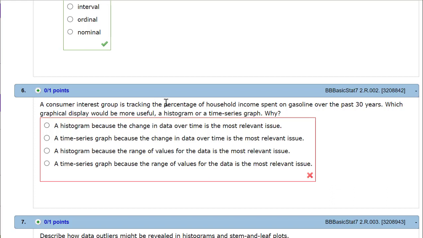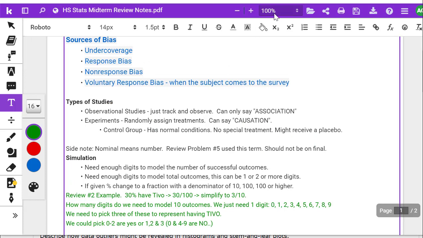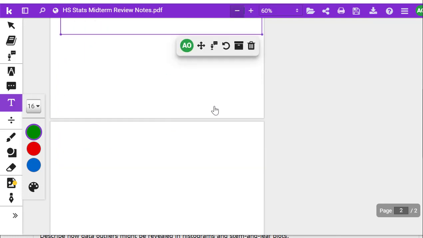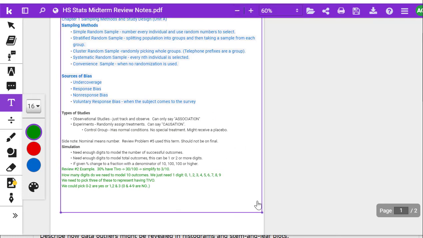So a consumer interest group is tracking the percentage of household income spent on gasoline over the past 30 years. Which graphical display would be more useful, a histogram or a time series graph, and why? So let's see. I think I'm almost done with this page. Let me see. How much space is there? Oh, I think I can fit types of displays.